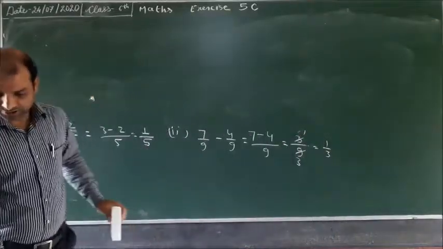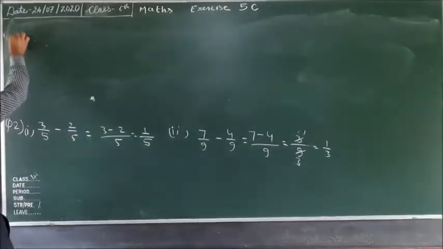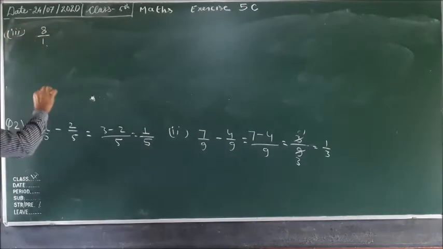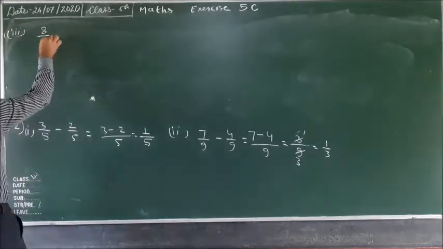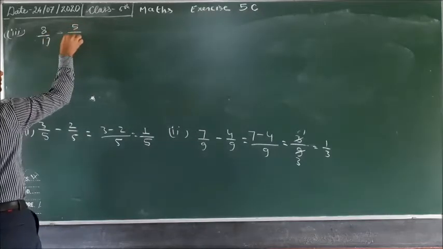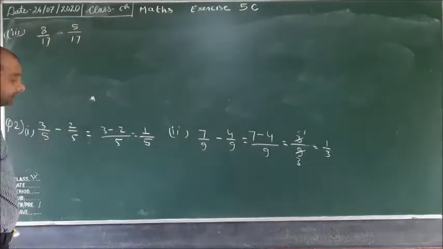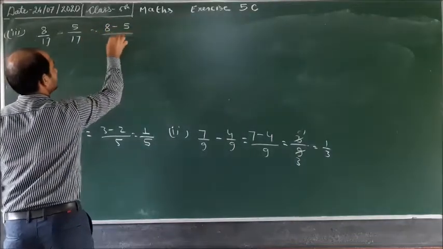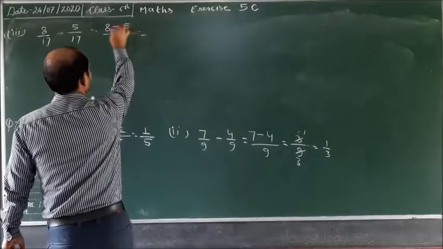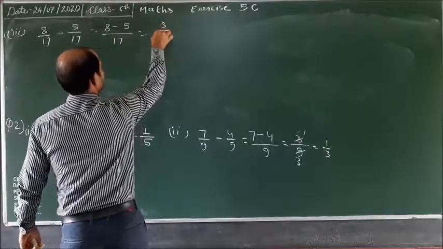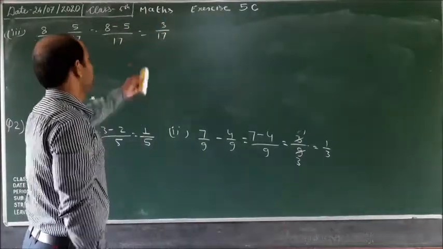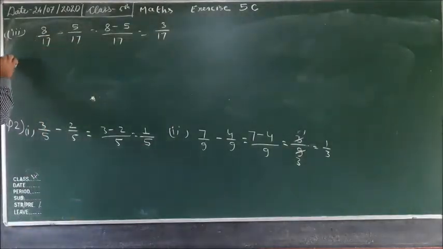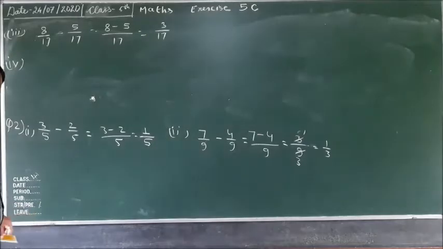Now the next question, question number 3: 8 upon 17 minus 5 upon 17. Okay. Now 8 minus 5 upon 17 equals 3 upon 17. And 17 is a prime number, so this is already in the lowest term. Okay. Now question number 4.